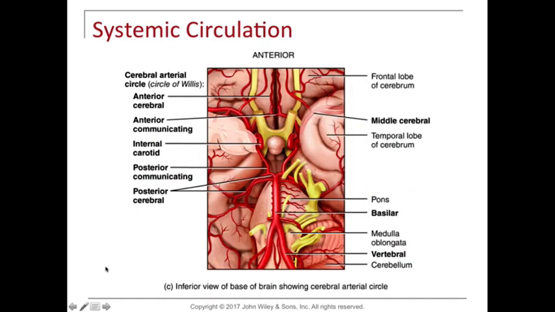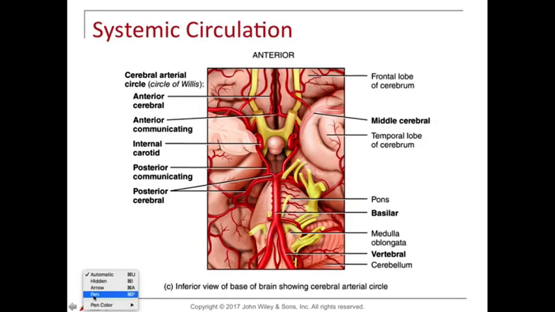When we look at the circle of Willis, this is now the circulation going into the brain to feed the brain. So it starts off with right and left vertebral arteries. Those vertebrals unite, become one. So here's one vertebral, two vertebrals, they converge, and they're going to form the basilar artery. Then the basilar artery comes up, and right in here is the circle, the circle of Willis.